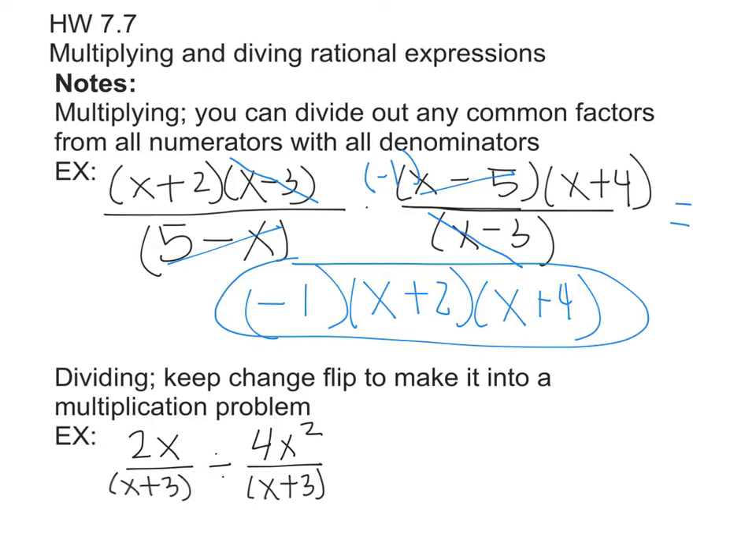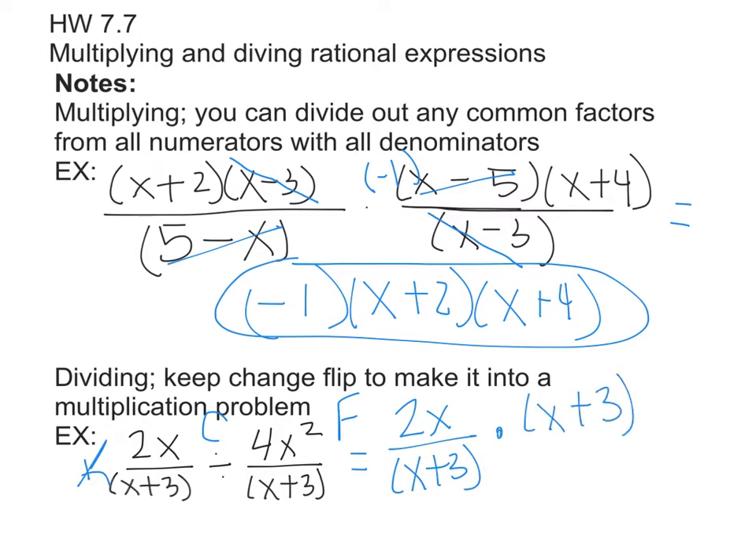So in order to start dividing things out, to simplify, I need to change this to multiplication. So I'm going to do keep, change, flip. I keep the first fraction as it is, I change the sign in the middle, and I flip the second fraction. So I get 2x over x plus 3 times x plus 3 over 4x squared. Keep, change, flip. Now I can actually start simplifying this.